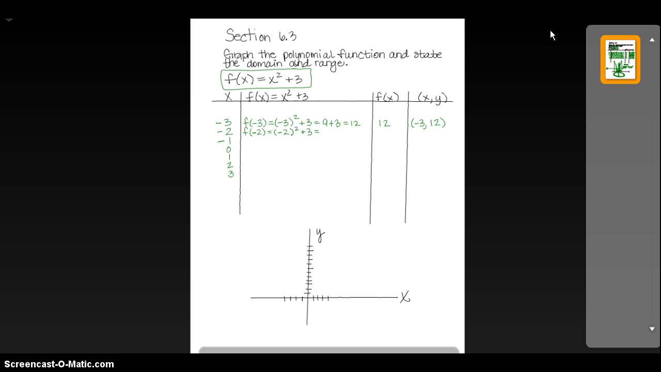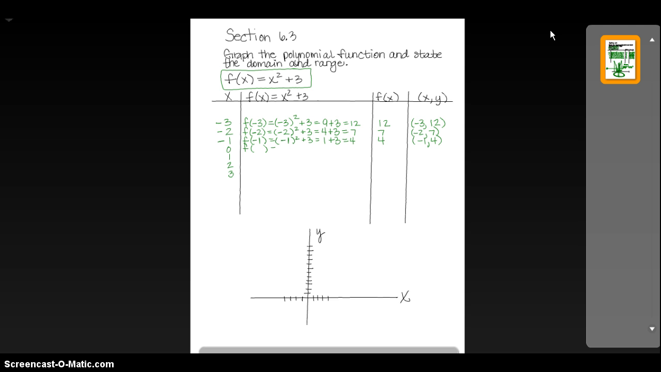All right, so I do -2 squared, which is 4, plus 3, and that's 7. So in this case, f of x is 7. So my ordered pair is -2, 7. Okay, so let's do f of -1 now. So this is going to give me 1 plus 3, which is 4. So that is the ordered pair -1, 4.